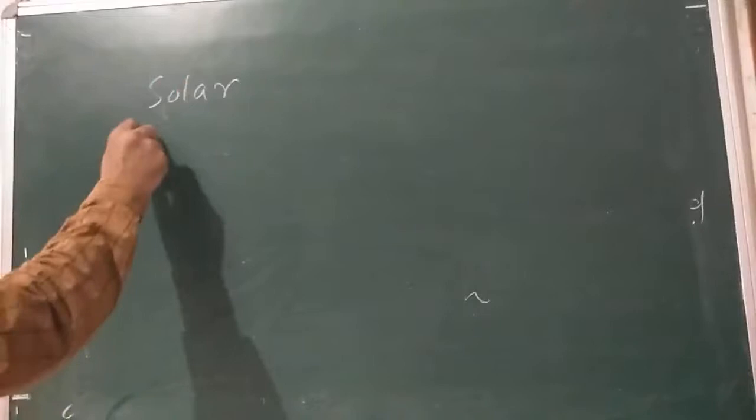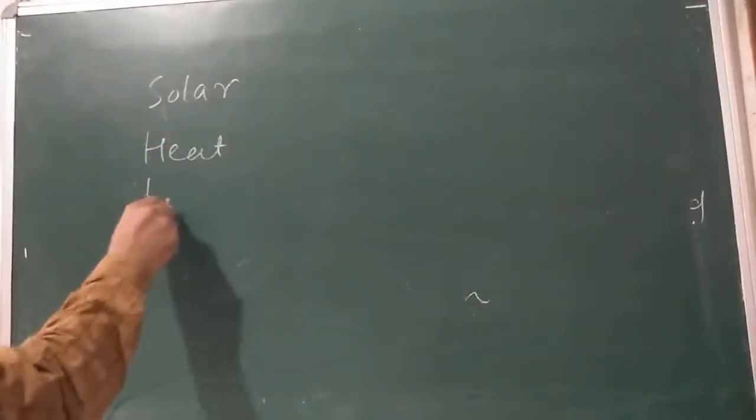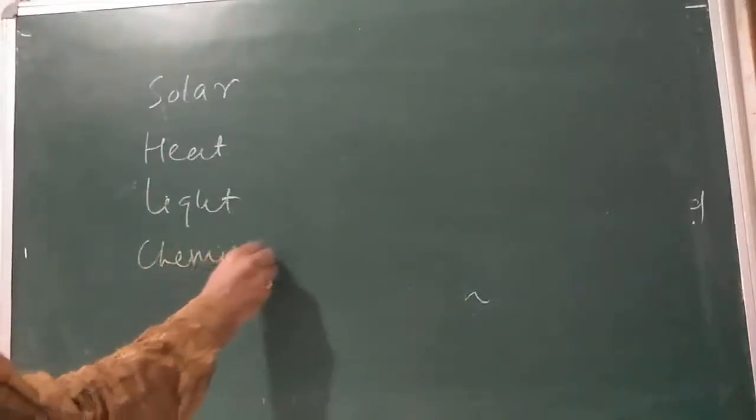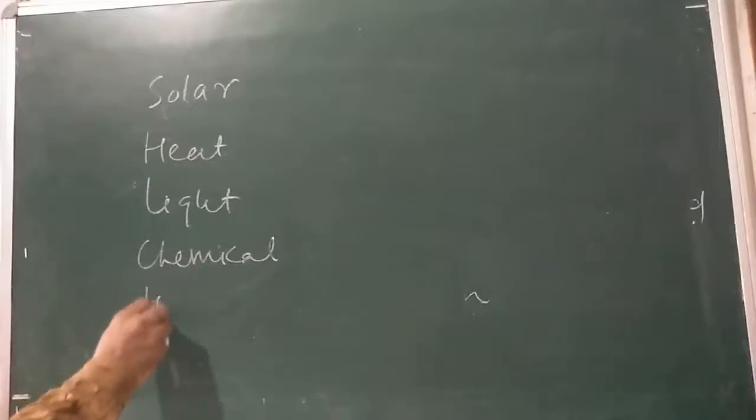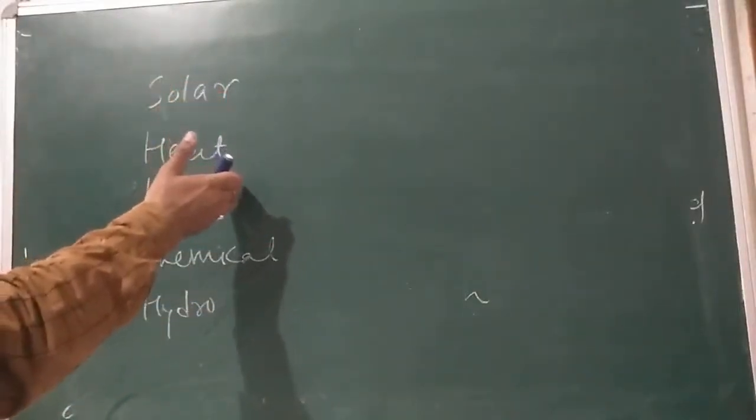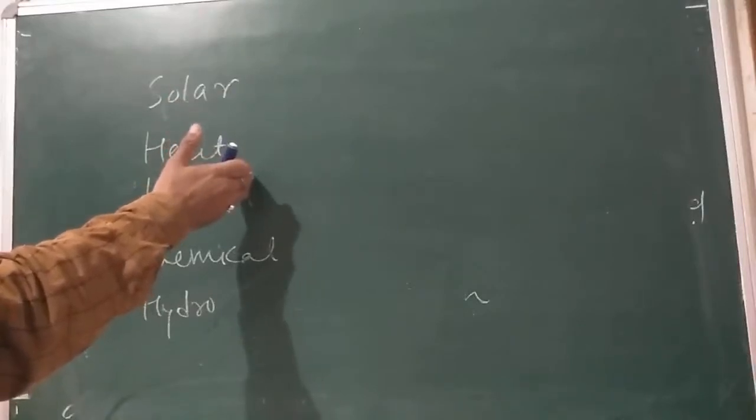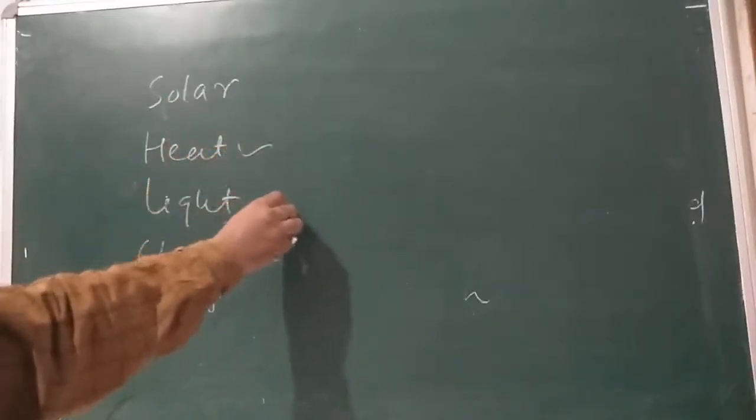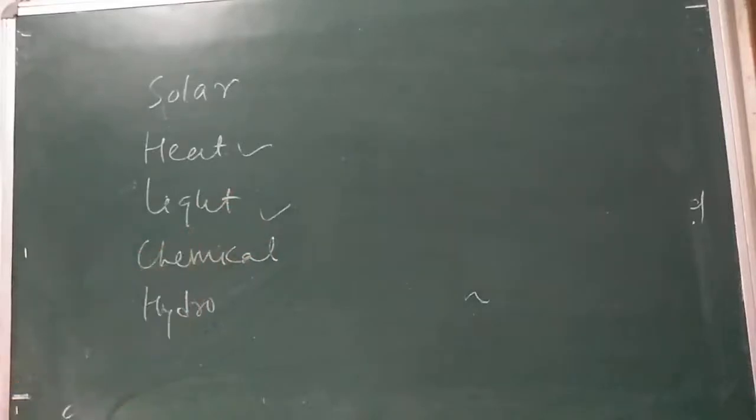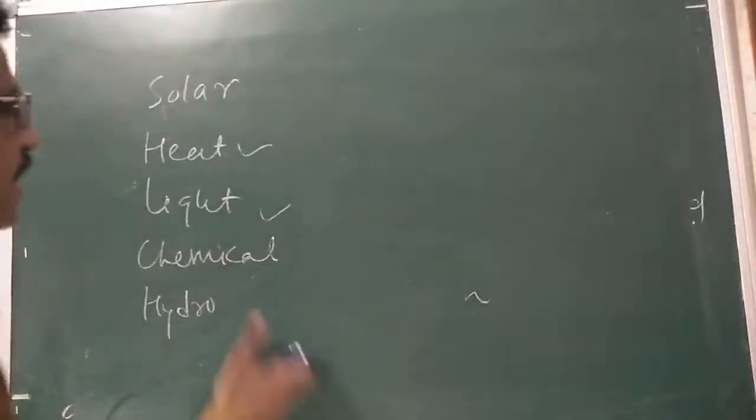That is solar energy, heat energy, light energy, chemical energy, hydro energy. The energy obtained from water, the energy obtained from sun, the energy released when coal, oil, gas are burned, then heat energy, light energy from which produces the sensation of light, chemical energy from fossil fuels. So many kinds of energy are available.